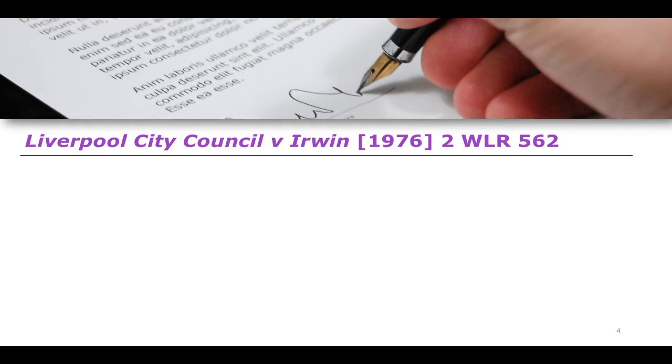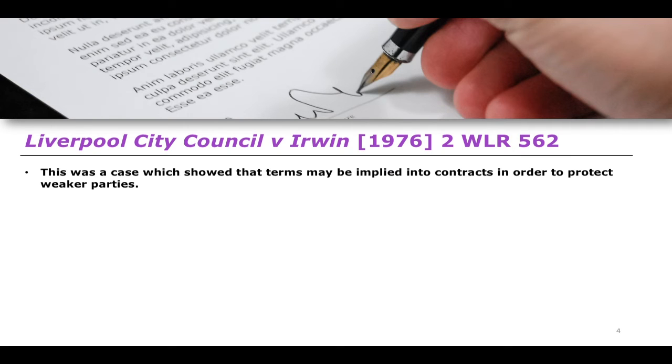An illustration of this can be seen in the case of Liverpool City Council versus Irwin from 1976. In this case, we see that terms may be implied into contracts in order to protect the weaker parties to the contracts. So this doesn't necessarily speak to the facts of a particular case, or even necessarily to the intentions of the parties, but it may speak to the relative power dynamics that exist within a contractual arrangement, such that the weaker parties need to have some kind of protection, and so it is implied in law that those terms exist.